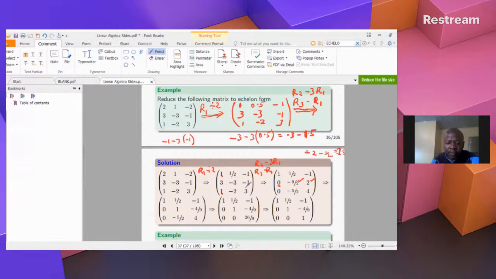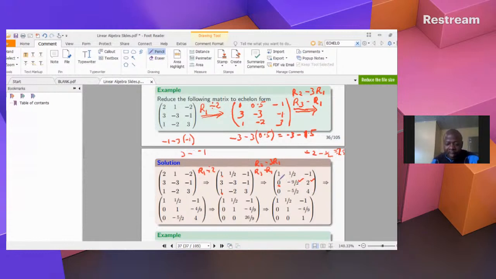Then I come to this 3, which is 3 minus 1. So this minus and this becomes positive. So that is 3 plus 1, which is 4. Now, so we have this.